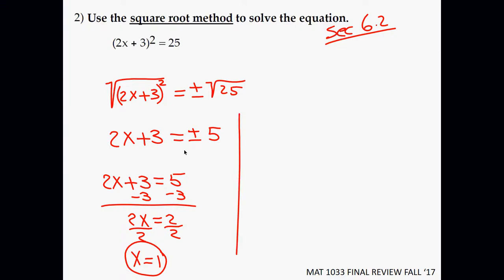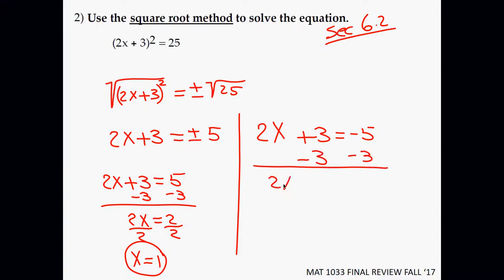Now, if we take the negative case, it will be 2x plus 3 equals negative 5. With the skills we learned in chapter 1, we can subtract the 3 from both sides. Then you get 2x equals negative 8. Divide by 2, and x equals negative 4.